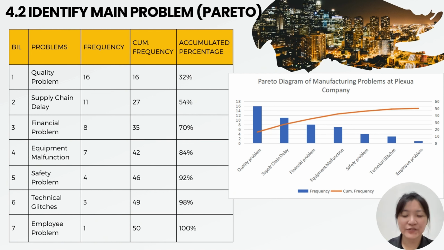Other than that, technical glitch accounted for 6% of the problems, representing challenges that disrupted the manufacturing process. This technical glitch prevents the seamless operation of machinery or technology in the production process, causing disruptions, delays, or reduced quality. Lastly, employee problem becomes the smallest problem in the manufacturing line, with a total of 2%.